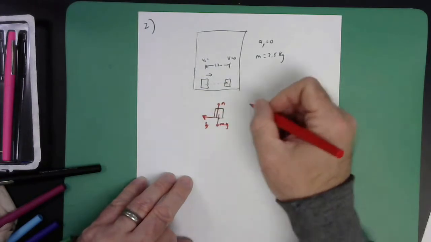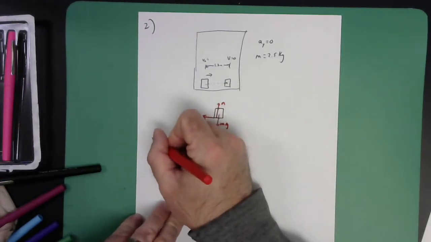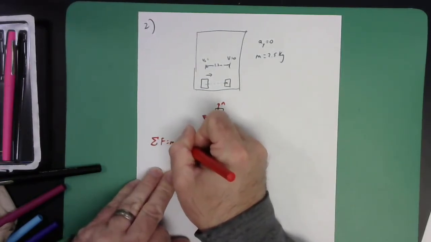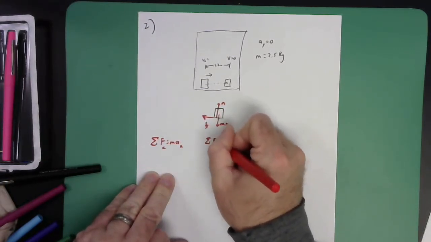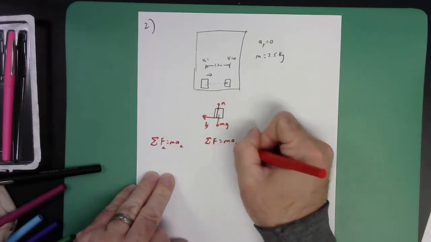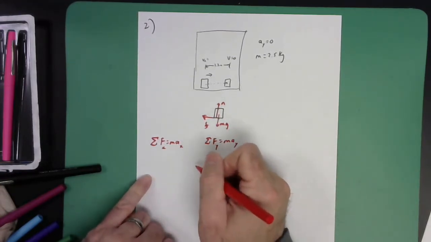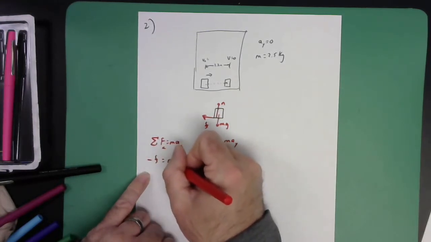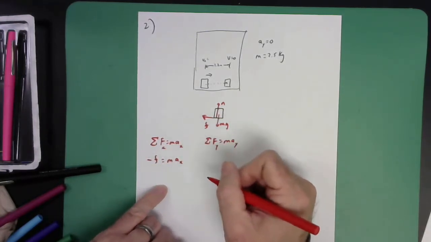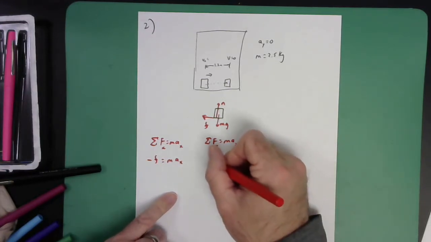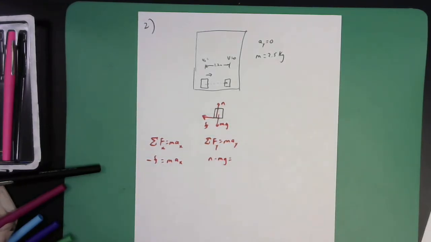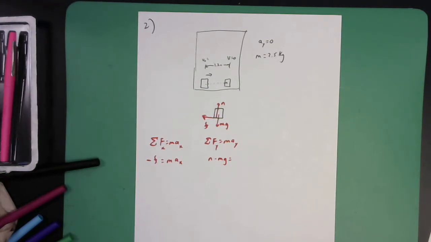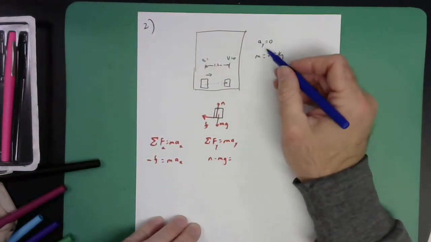And I'm going to do it over here, sigma F equals ma. I can do that in the x-axis, and I can do a sigma F equals ma in the y-axis. In the x-axis, I'm going to have just a minus friction is mass times acceleration in the x, right? In the y, I'm going to have n minus mg is mass times acceleration in the y, but the acceleration in the y, you'd say, hey, that's going to be 0 because we are not accelerating up and down at this point.